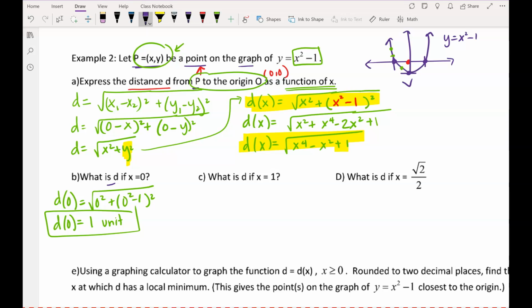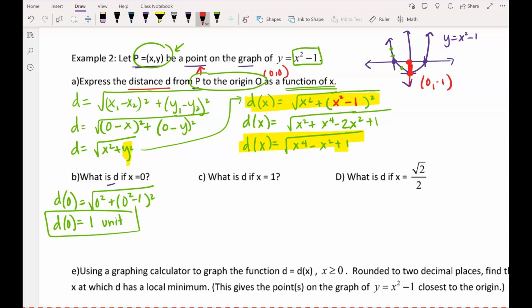So what this is saying is, when x is 0, students, it's this dot right here. Because that dot, if I were to label it, is (0, -1). When x is 0, the distance to the origin is 1 unit. So go back to the graph, and it's absolutely true. Algebraically and graphically, they should always match.